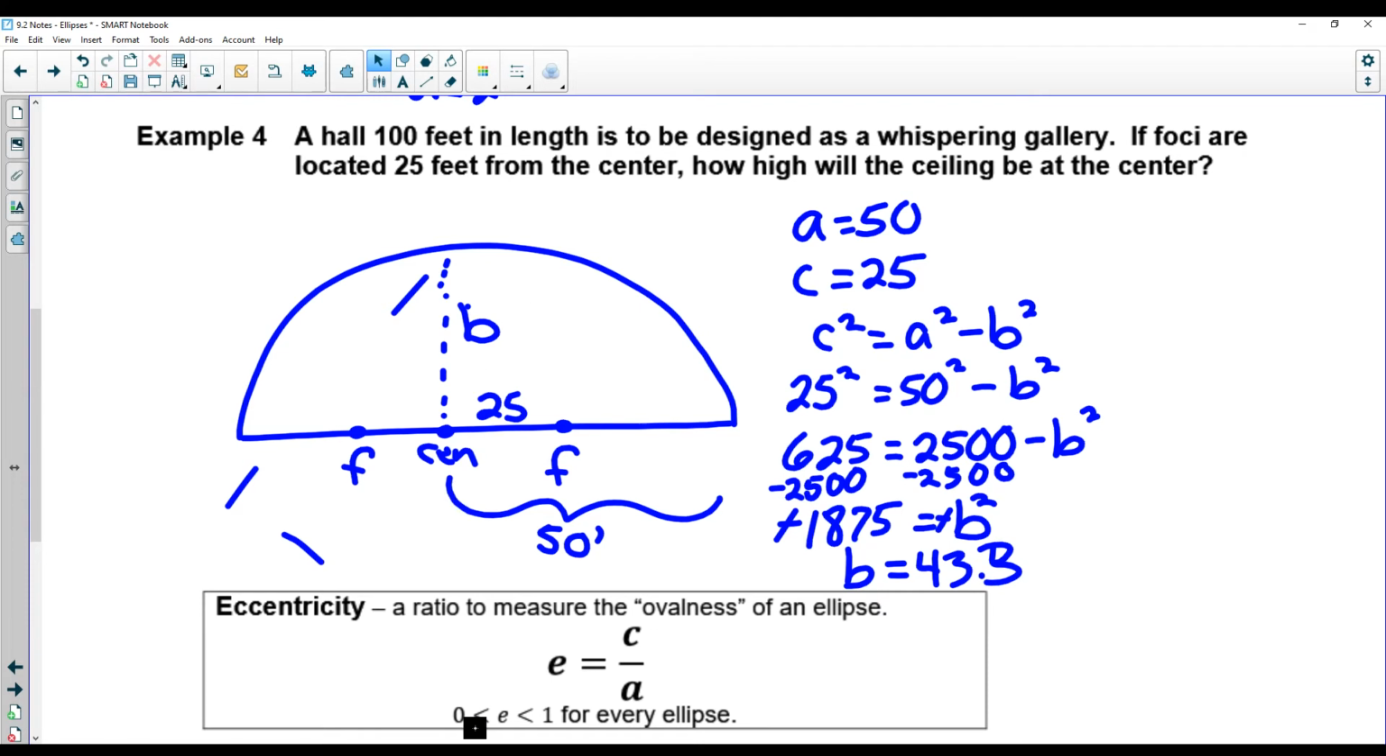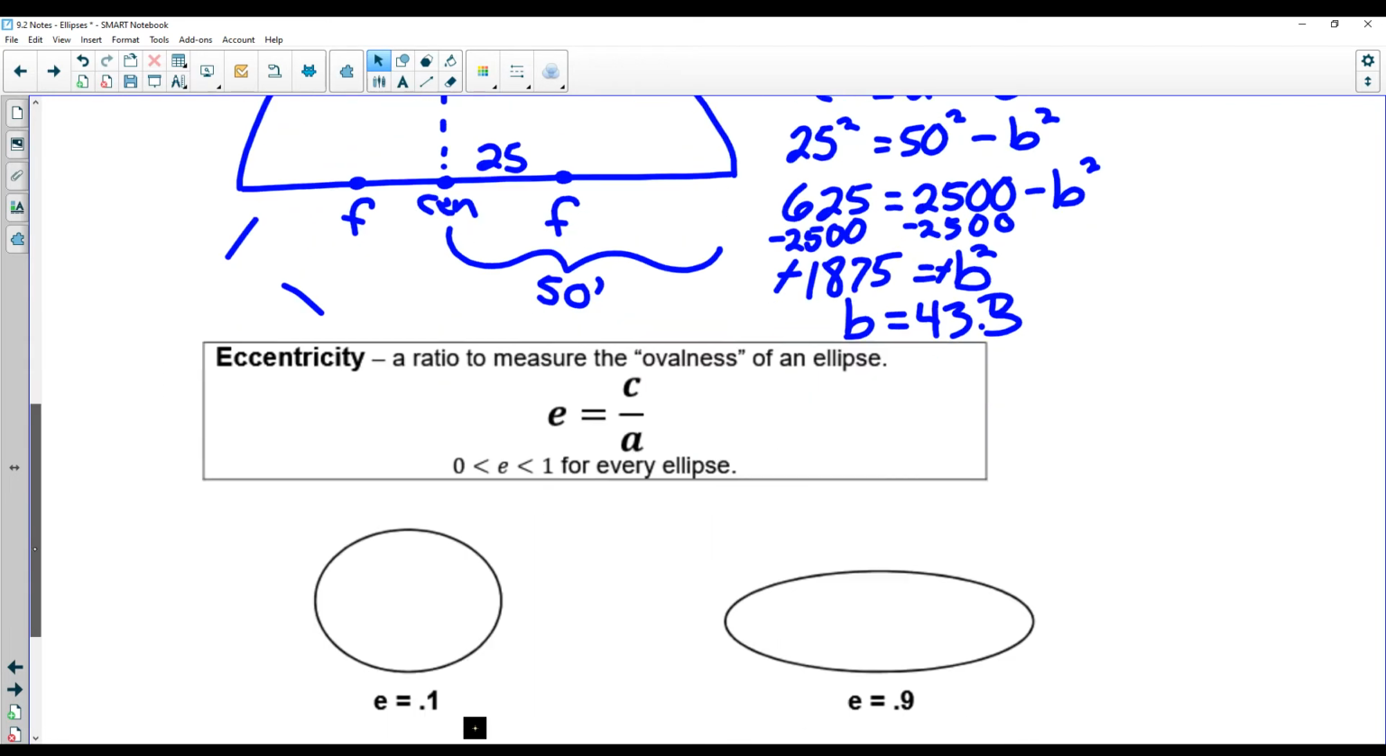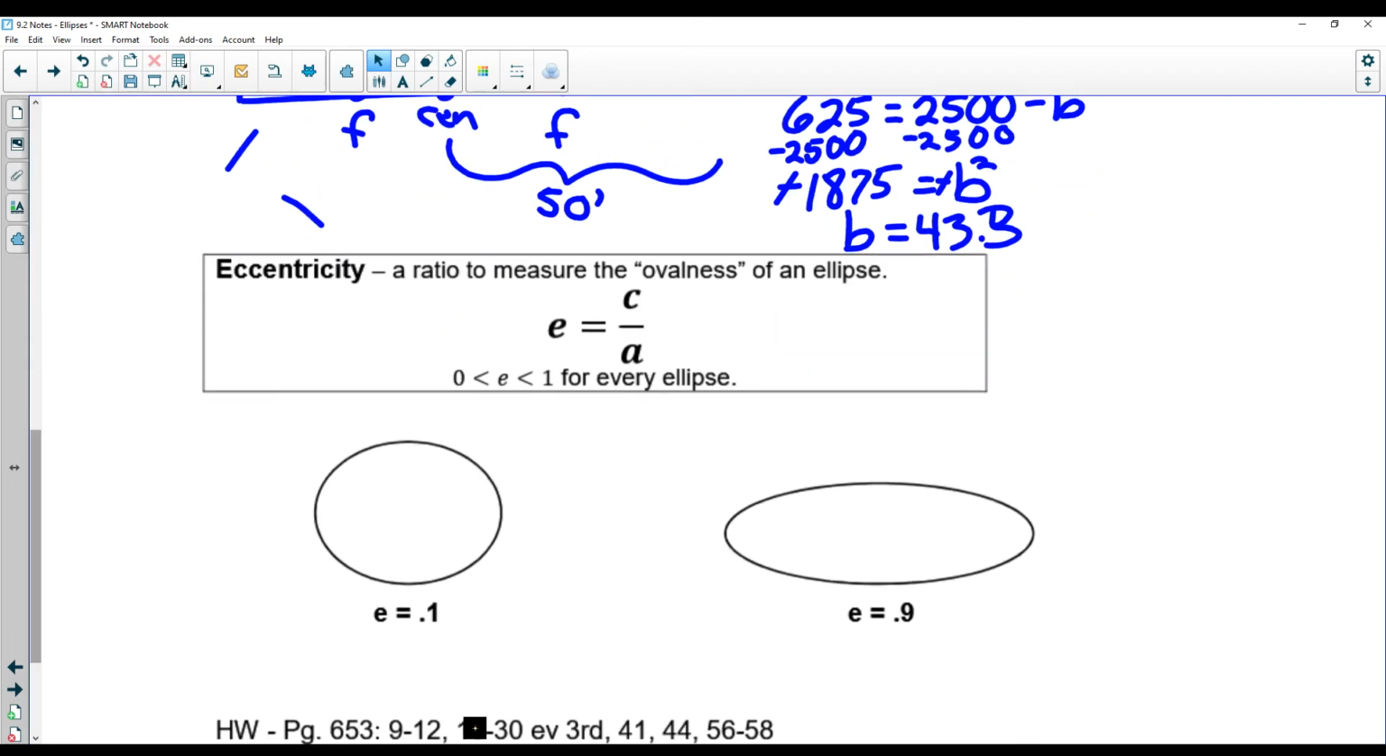All right, the last thing on here is eccentricity. All eccentricity is how stretched out it is. The closer the eccentricity gets to 1, as you can see here, the more stretched out it's going to be. When the eccentricity gets closer to 0, it gets closer to being a circle. Okay, so an eccentricity of 0 is actually a circle. An eccentricity of 1 would be a literal segment, because it would be so stretched out that it would be squished right on top of itself.